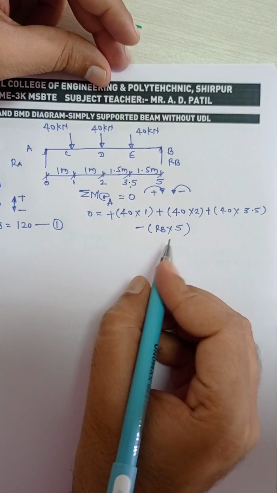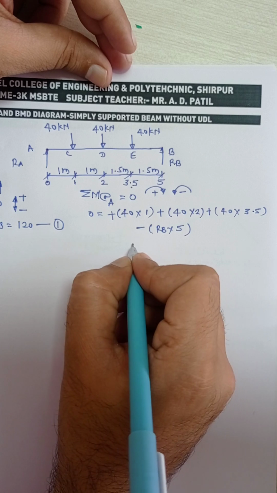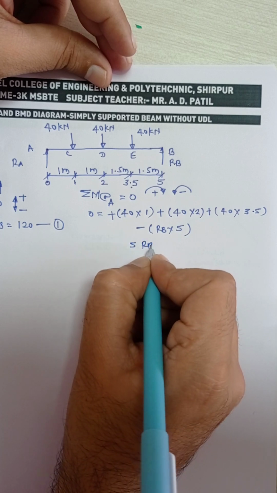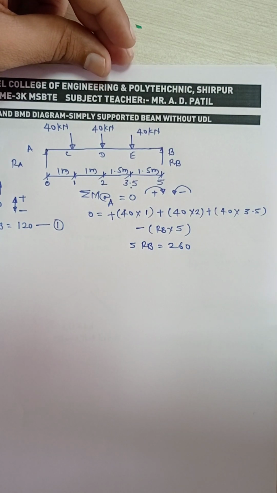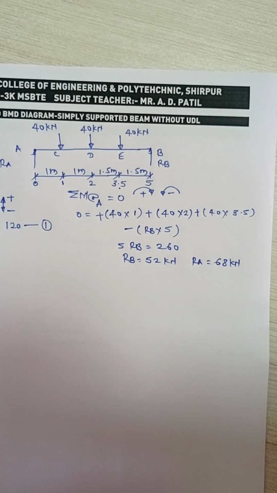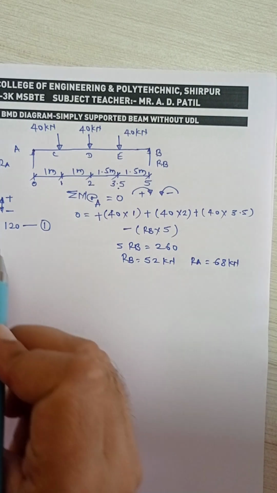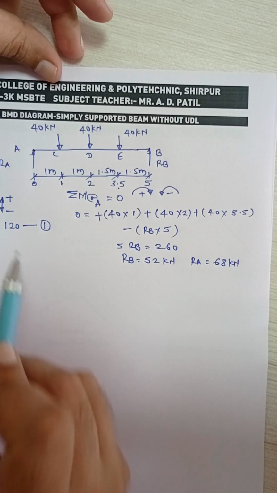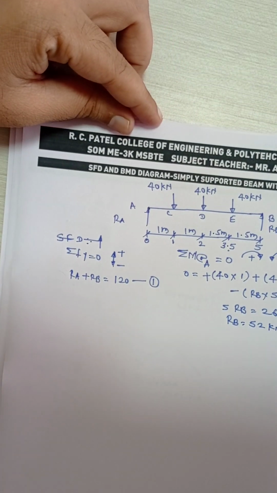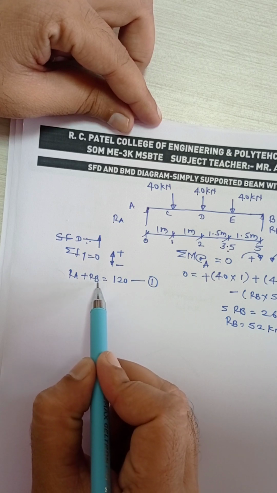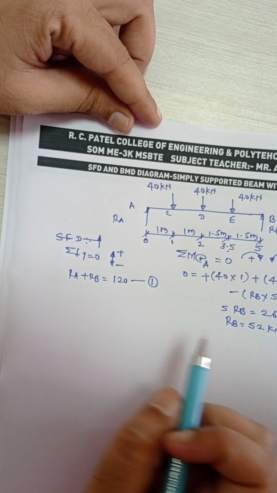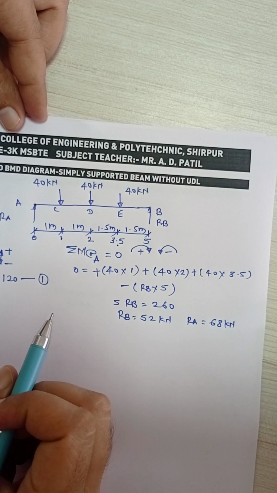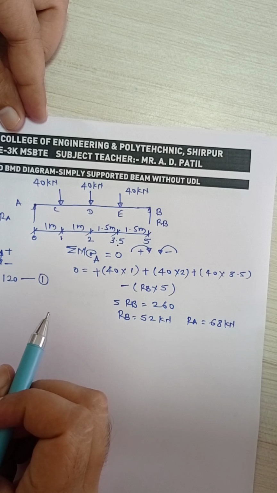Now after calculation, 5 RB equal to 260. RB will be 52 kilonewton. Now we have the already equation number 1. Put the value of RB into equation number 1, and after simplification, 120 minus 52, we will get the value of RA as 68 kilonewton.